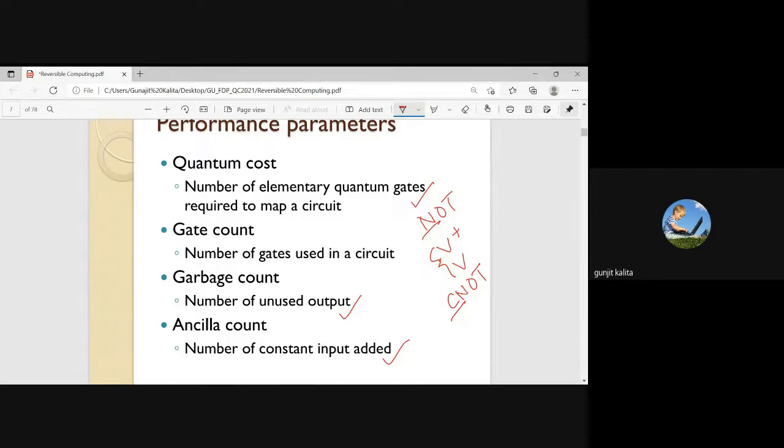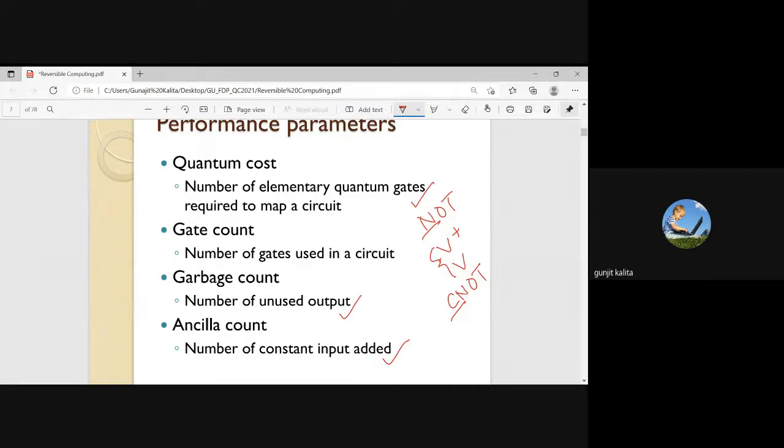And here also, we want to reduce that count. So we want to make this number less if possible. But again, it depends on the problem. If our problem demands the copying of information or some other requirement, then there is a possibility that there will be ancillary inputs. We have to add an extra line. That extra line is known as an ancillary line, and the number of such lines will be your ancillary count.